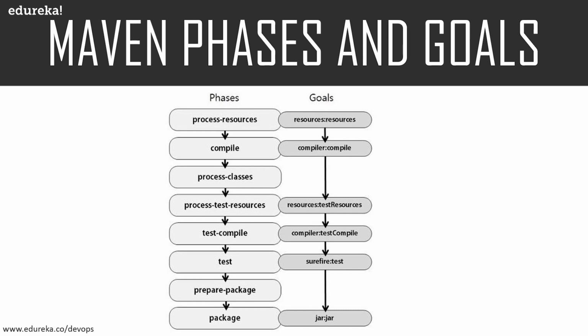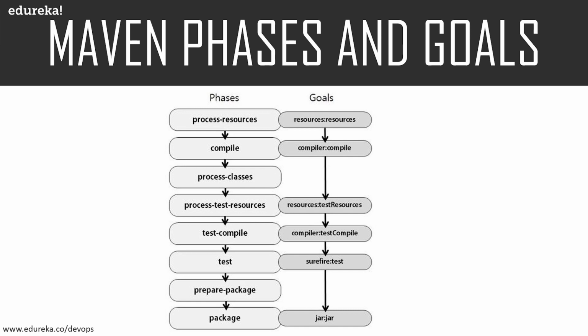Now let us talk about Maven plugins. A Maven plugin is a group of goals. All execution in Maven is done by plugins. A plugin is mapped to a goal and executed as a part of it. A phase is mapped to multiple goals, and these goals are executed by a plugin.